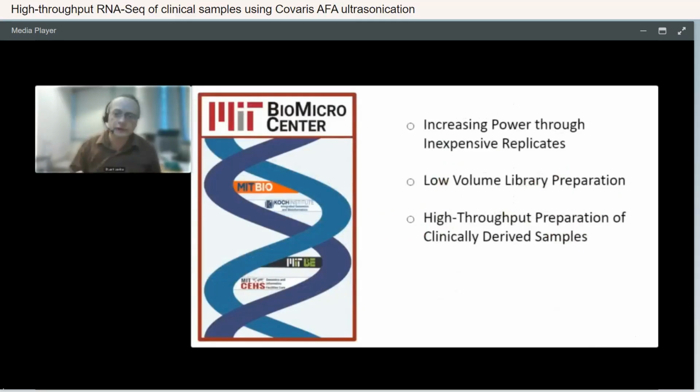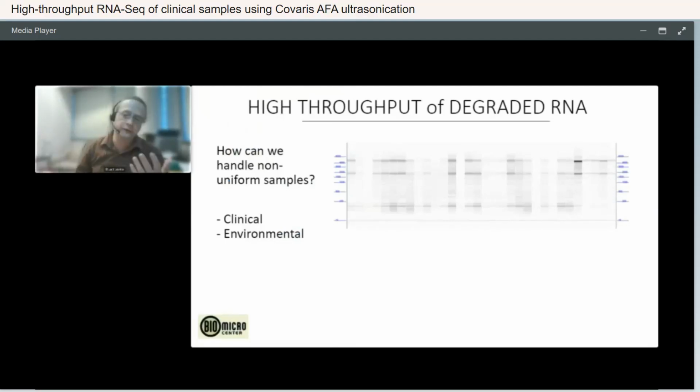Okay, so now I've talked about increasing our power through inexpensive replicates and how we've been able to use low volume library preparation to enable this. So now I'm going to move through how we look at clinically derived samples and where they come from. Well, in automation, we're expecting all the samples to be the same at the point we begin. And then samples come in when you're dealing with clinical samples, and this is what they look like. We need samples to come in that are all identical, and here we have samples coming in from clinically derived samples, and they're highly diverse.